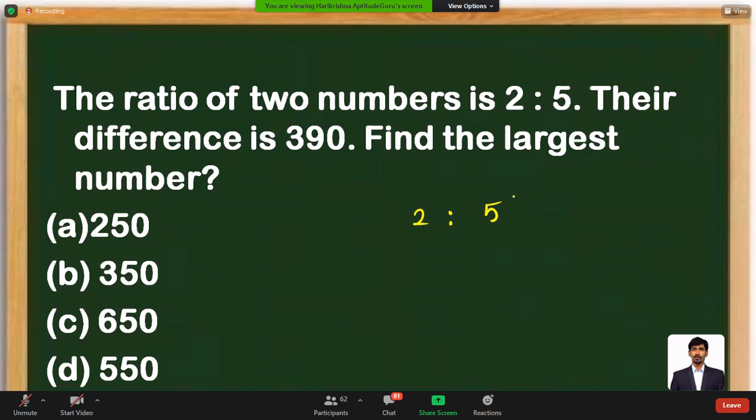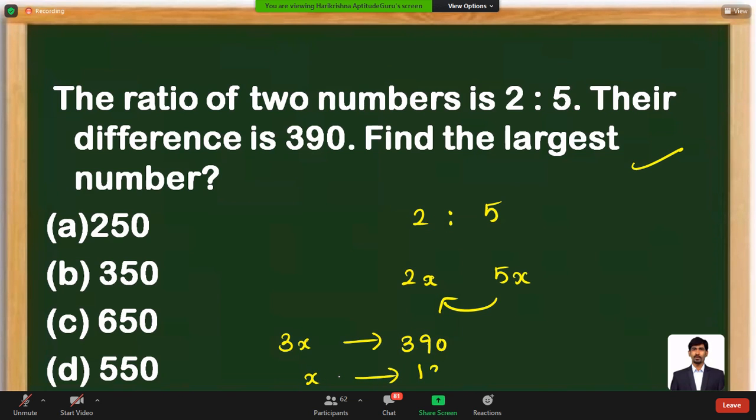Their difference is going to be 390. What is the largest number? So the first number is 2 multiplier and the second number is 5 multiplier. The difference of these two numbers is going to be 3 multiplier. 3 multiplier is equal to 390. So 3x is 390 means 1x is going to be 130.